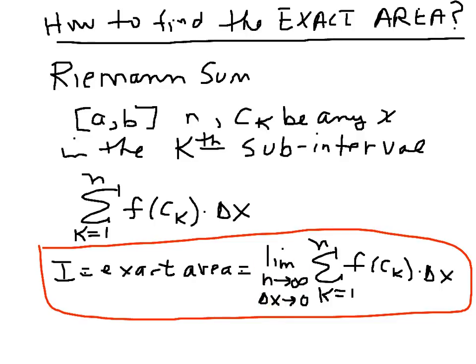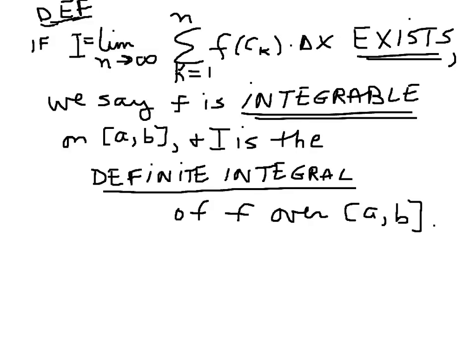Just as the limit was central to the idea of finding a derivative, the idea of a limit is central to the idea of finding an area under a curve, which we'll soon see is equivalent to finding the integral of a function. So we tie together this idea within a very important definition. If I is equal to this limit, and if that limit does indeed exist, then we say that f is integrable over the interval a b, and I is the definite integral of f over a b.